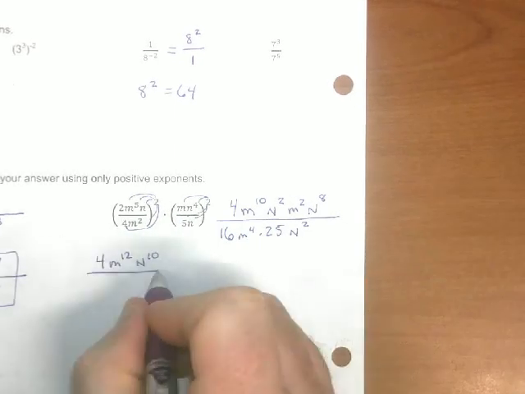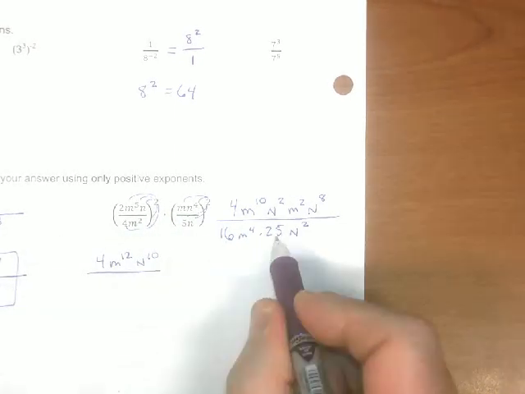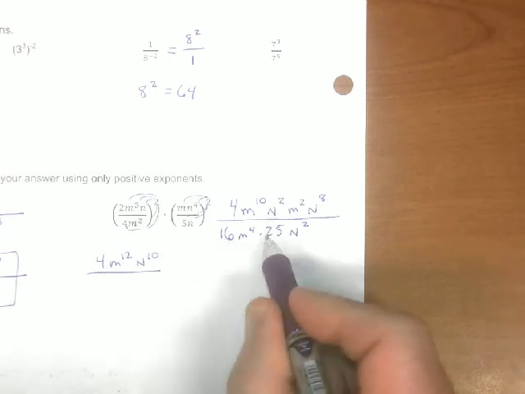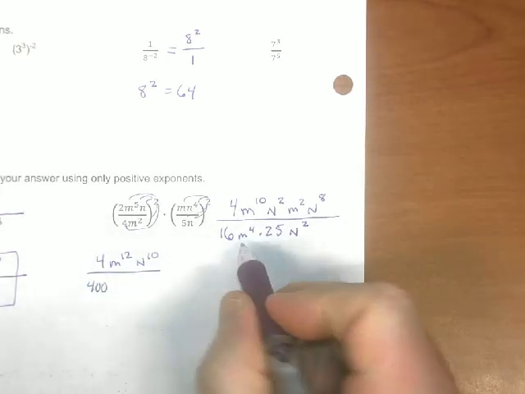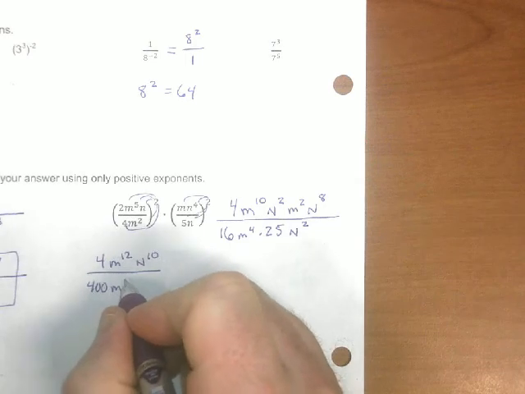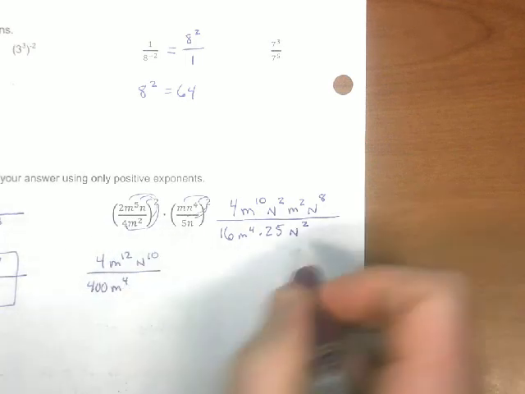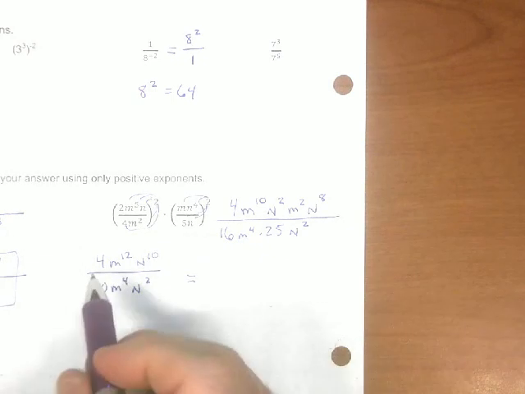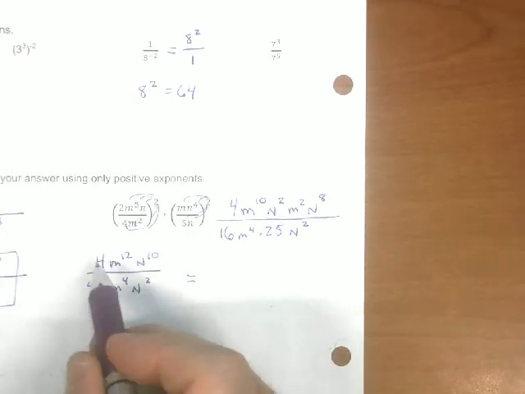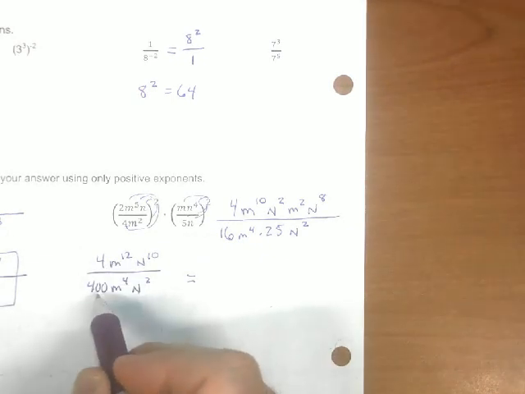Our N's here, again, this is all multiplication, but again, it's not a power to a power, so we add the powers together. So that's N to the 10th. 16 times 25, I am going to multiply those together, so that's going to come out to 400. And then we have just a single M to the 4th and an N to the 2nd.